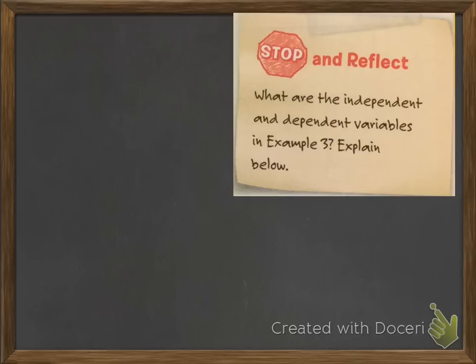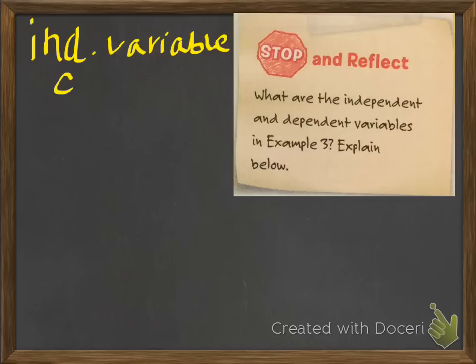Okay, and on the right-hand side, you see a little stop sign, and it says stop and reflect. What are the independent and dependent variables in example 3? Explain below. Okay, so in this example, the independent variable is going to be C. And the reason it's C is because the number of cars can be any number that you want.